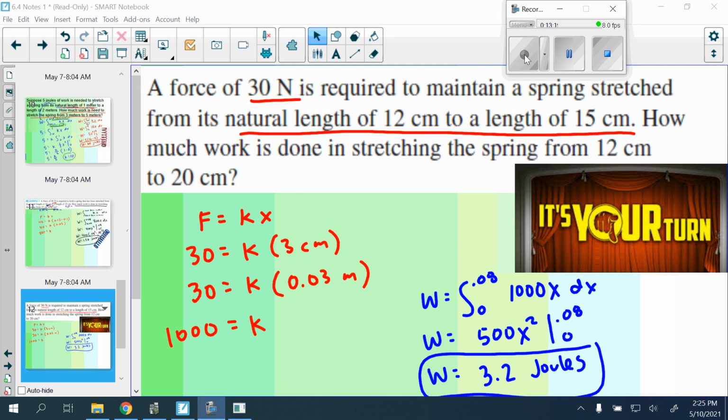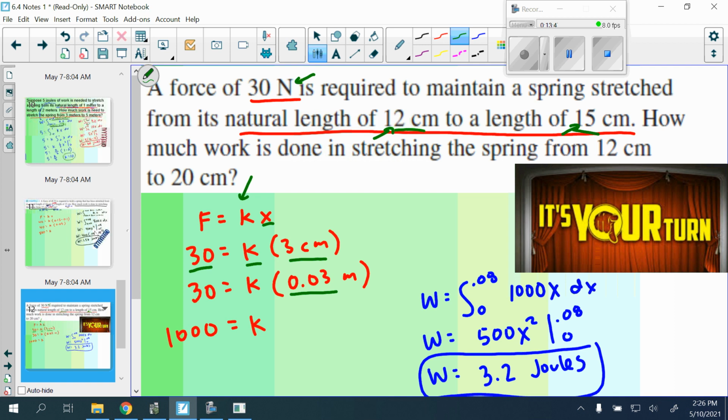All right, hopefully you've had some time to attempt this one. So the first piece of information we get here is 30 newtons is needed to maintain a spring from natural length of 12 to 15. So if we use our force is equal to our spring constant times distance, we know our force is 30, and the distance that is needed to get that force is 3 centimeters if you subtract these two. But remember, we need this in meters to make it work with our units here. So that's 0.03 meters. Divide and you get a spring constant of 1,000.